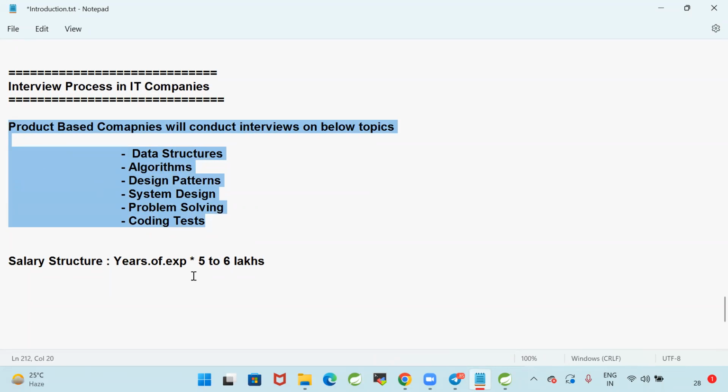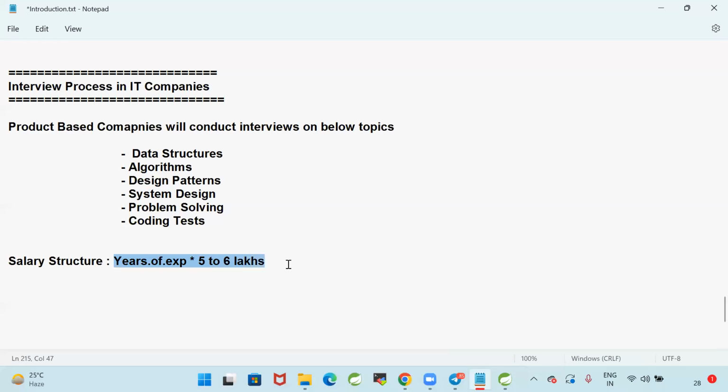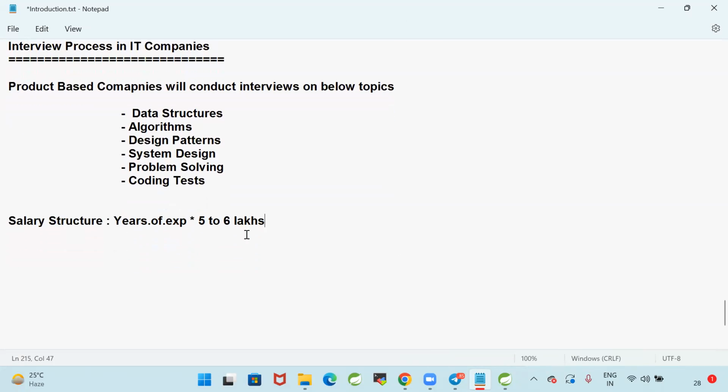The salary structure will be high when you go for product-based companies. So your number of years of experience multiplied by 5 to 6 lakhs they can offer. You can demand like that. If you have 3 years of experience, you can demand an 18 to 20 lakhs package in product-based companies. So the product-based company interview process will be a little tough, guys, because data structures, algorithms, and a coding round will be there.